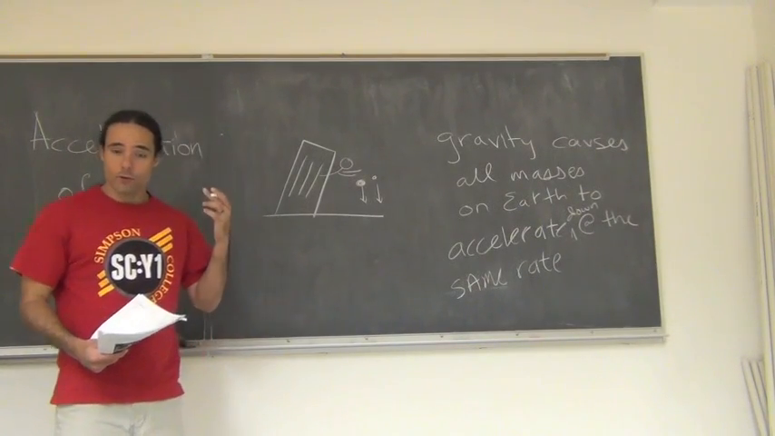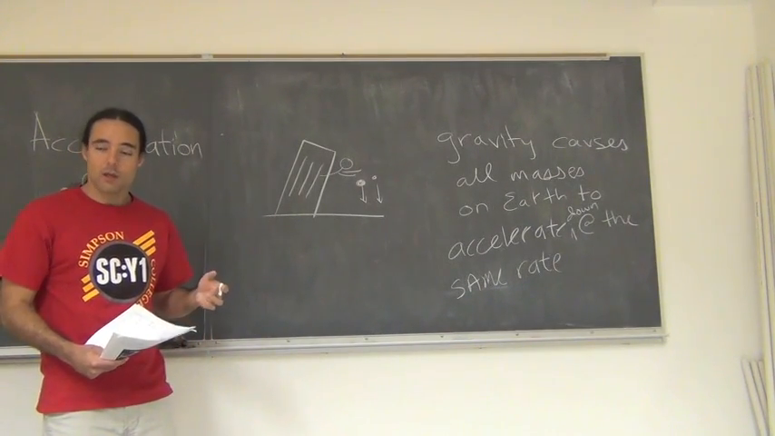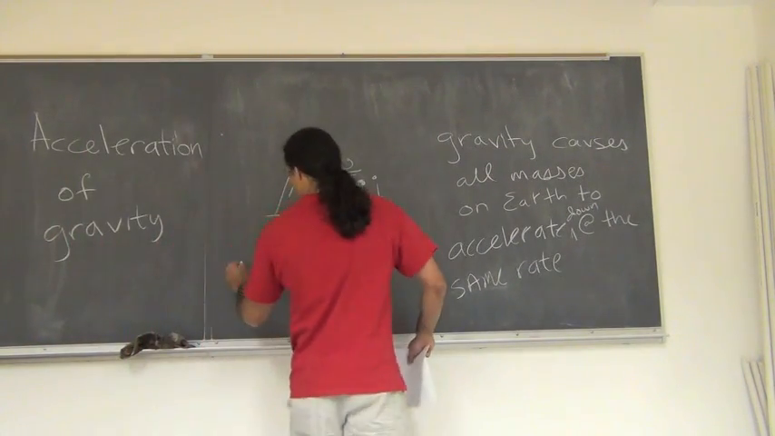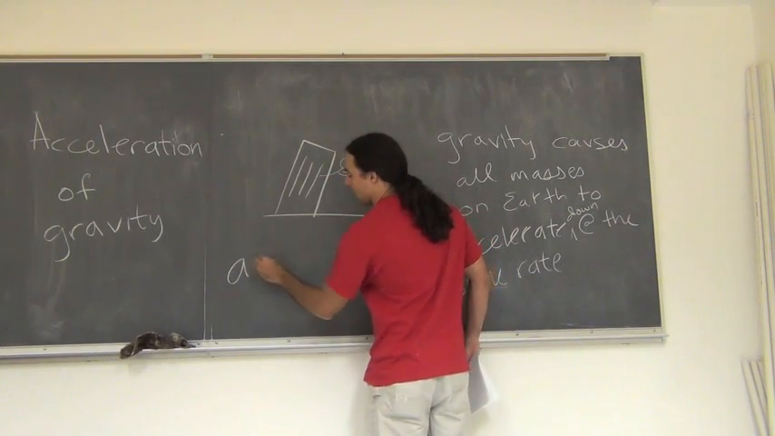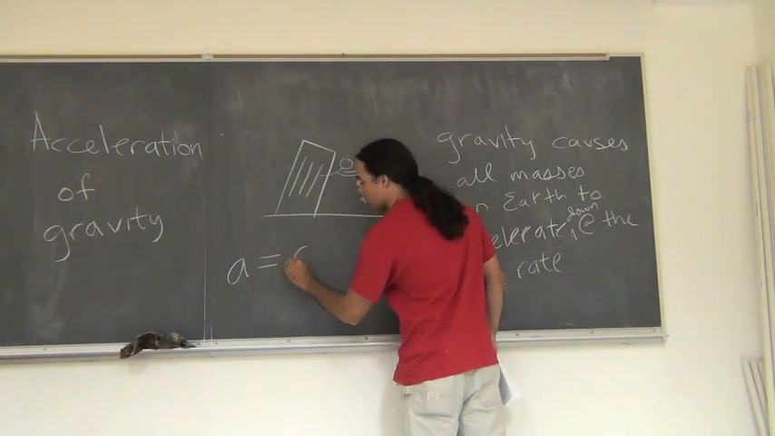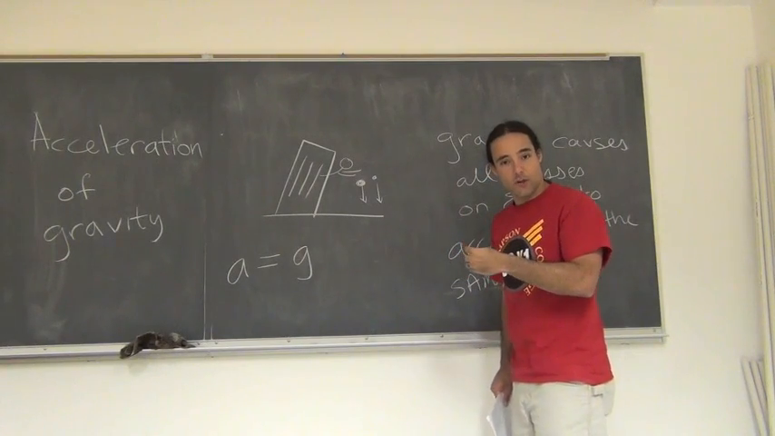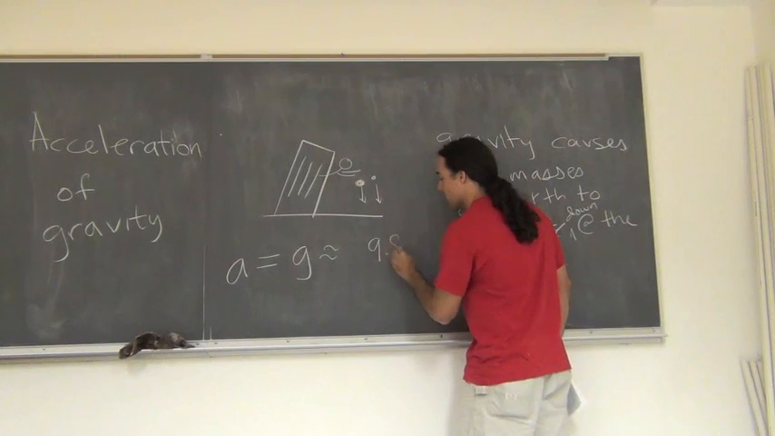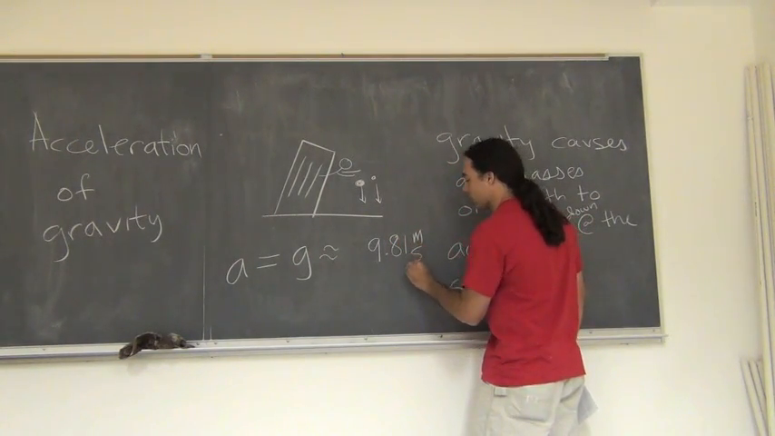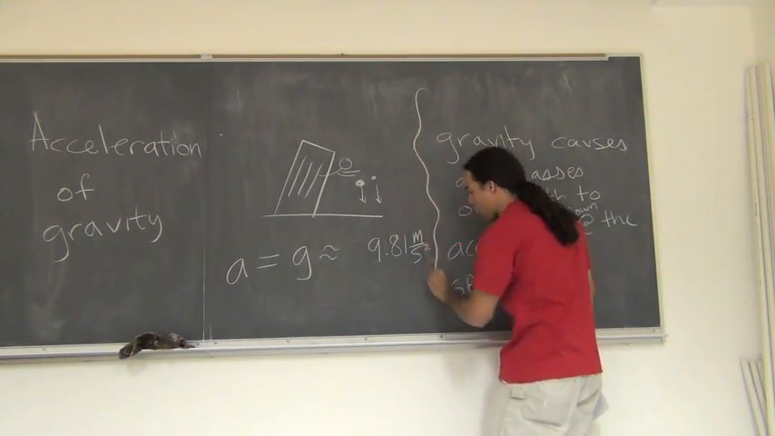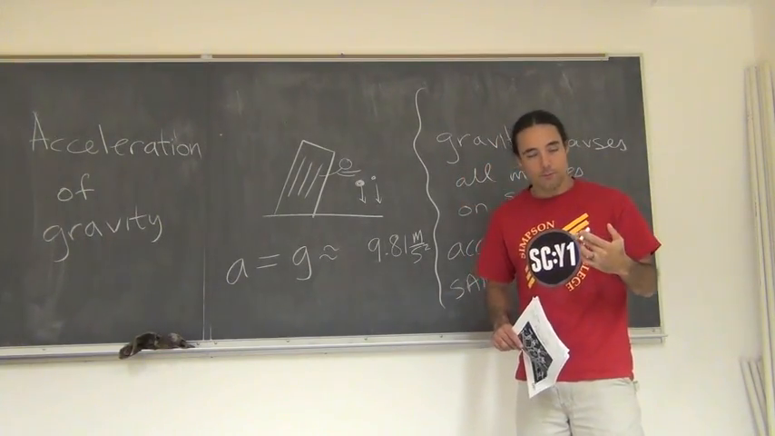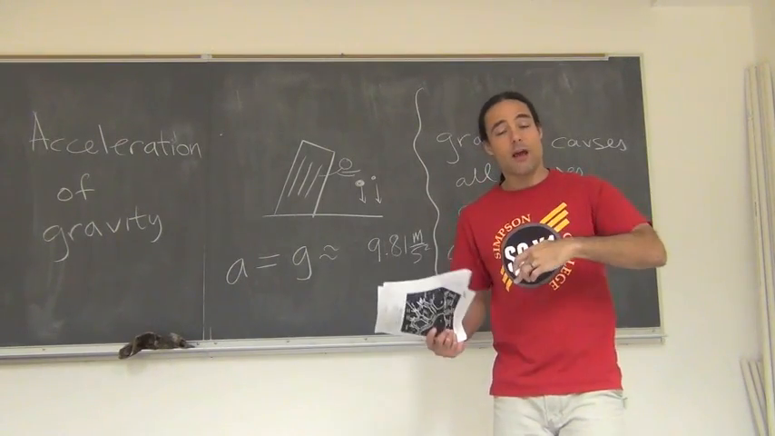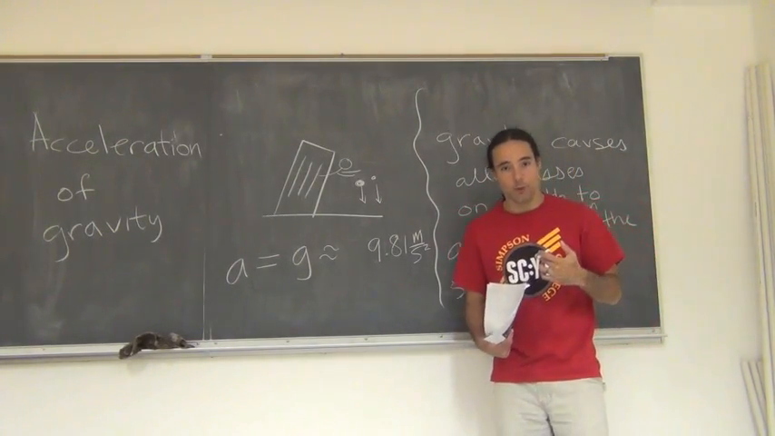So at what rate does gravity pull objects down to the Earth? It turns out it pulls at an approximately constant acceleration. I can write that acceleration, and I am going to use the symbol g for the acceleration of gravity. It is approximately equal to 9.81 meters per second squared. So every second, gravity pulls you faster by 9.8 meters per second. Let's round that up to 10, just to make my math a little bit easier.